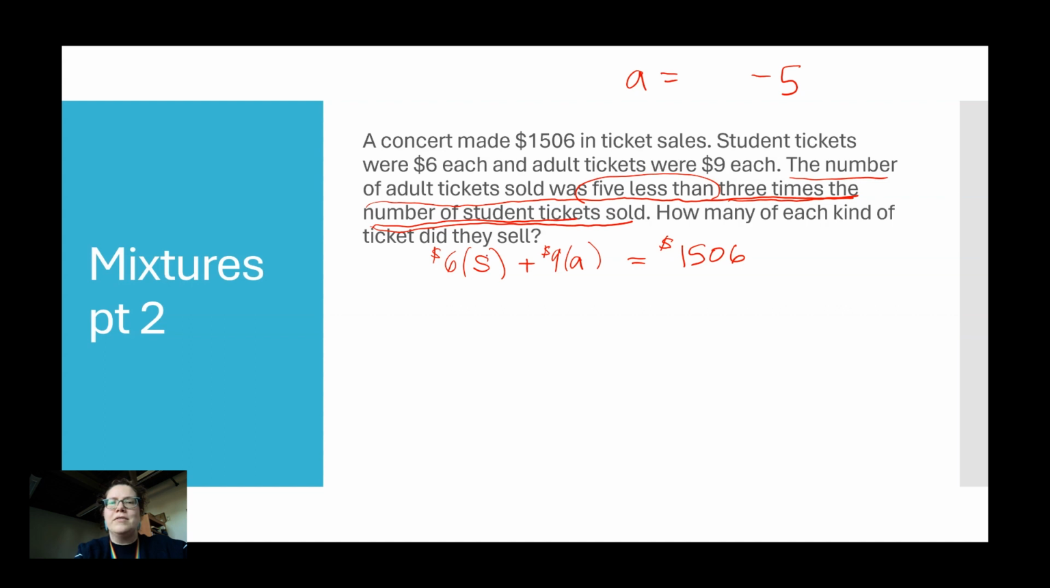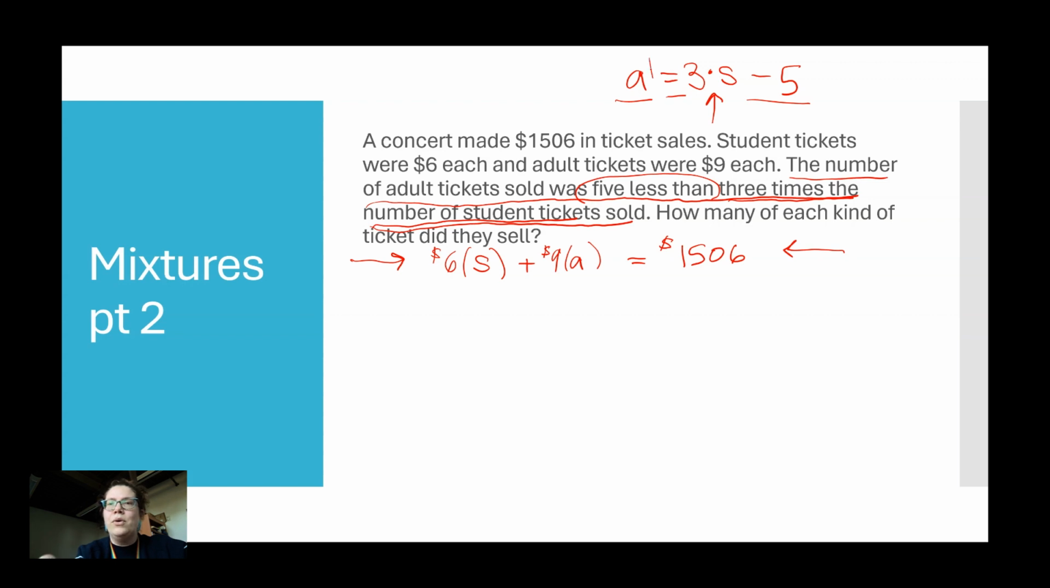Down here, I was using S for student tickets, so I'll keep doing that. You don't have to. It could have been X. It could have been anything. 3 times, multiplying 3 times the number of student tickets sold. All right. We took that word problem sentence and we made it into a mathematical equation. The number of adult tickets was 5 less than 3 times the number of student tickets. Fantastic. So here I have an equation in 2 variables, students and adults.